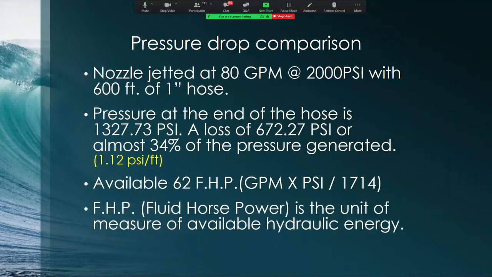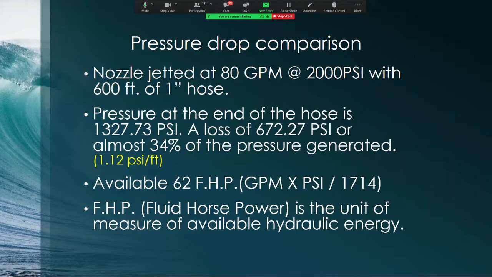FHP is fluid horsepower, and it is the unit of measure of how much energy is available to be put to work. And in this case, I'm looking at that at the end of the hose. So I take the flow, you see the formulas there as well, GPM times PSI divided by 1714. The flow and the pressure, and I've taken the pressure at the end of the hose, not the pressure at the truck. So I'm dealing with the 1327.